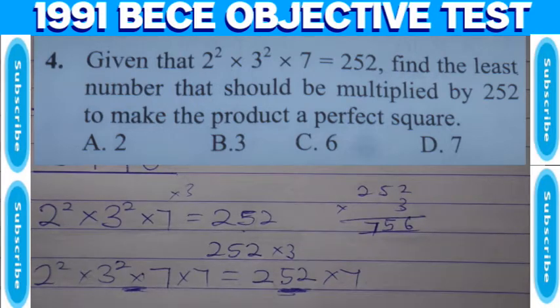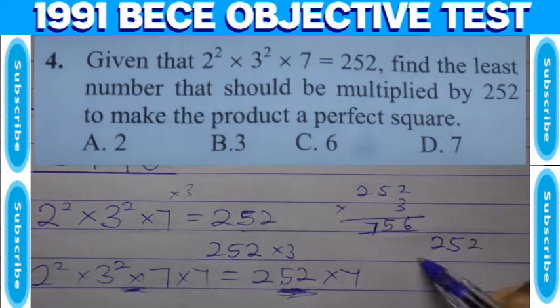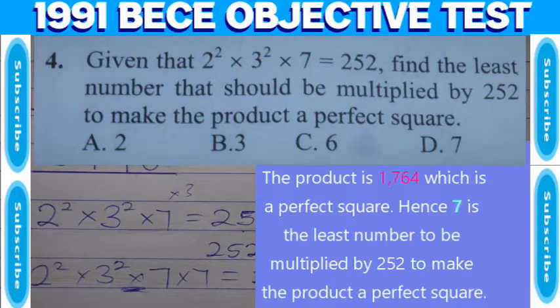So this is it. Let's multiply 252 by 7. So 252 multiplied by 7. We have 14, 4, remainder 1. 7, 5 is 35 plus the remainder.